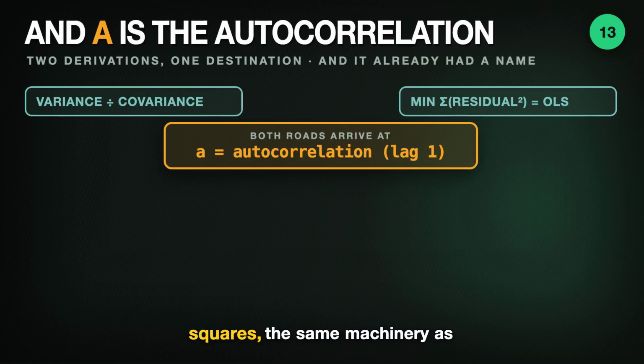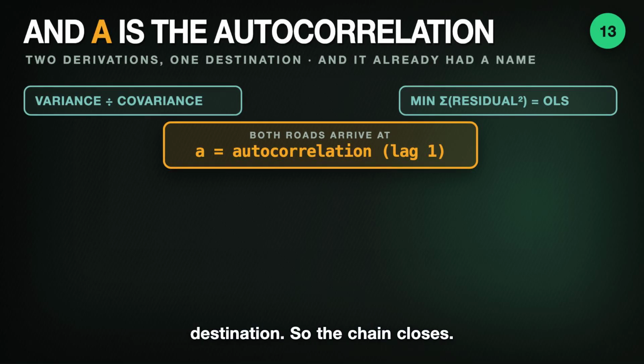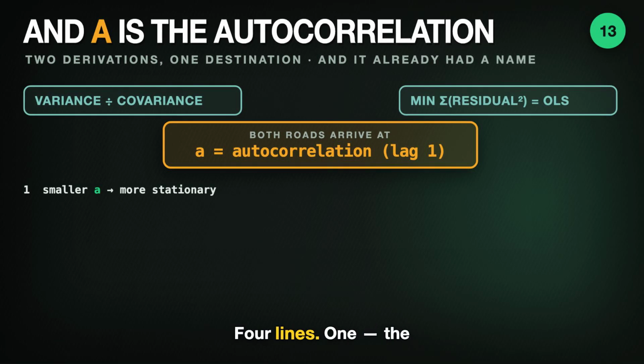Ordinary least squares, the same machinery as regression. Work it through and you get the autocorrelation again. Two different roads, the same destination. So the chain closes. 4 lines.